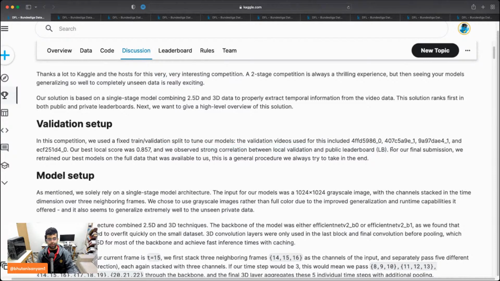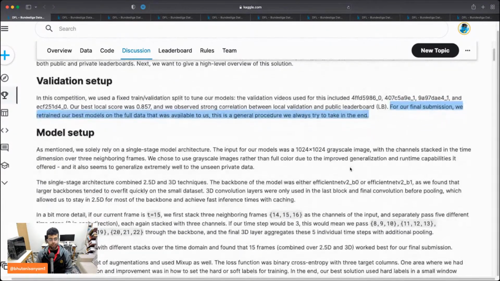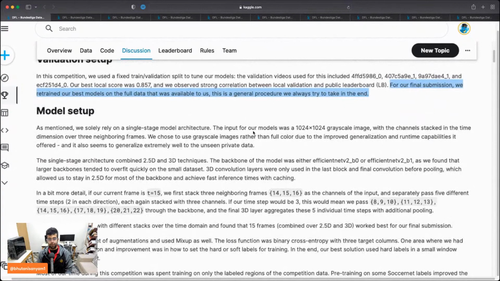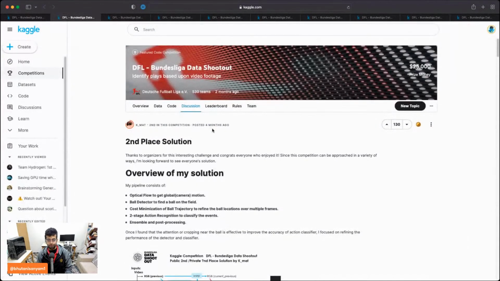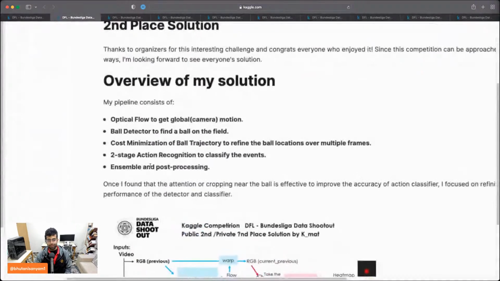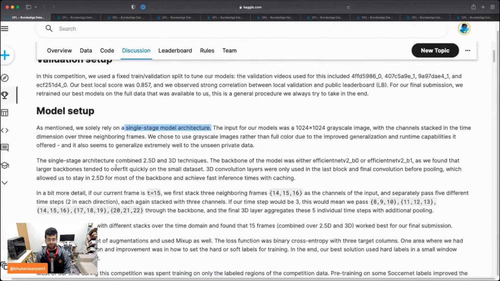For final submission, they retrained their best models on full data. And this is a general process they say they always try to follow. The model setup, they say it's solely a single stage architecture. And this is because if you look at the second place solution, it's like a three, four, five step approach. So Team Hydrogen used a simpler approach, a single stage model.